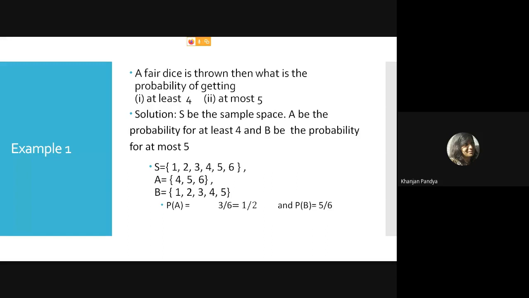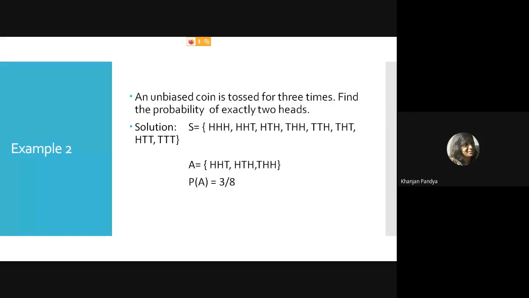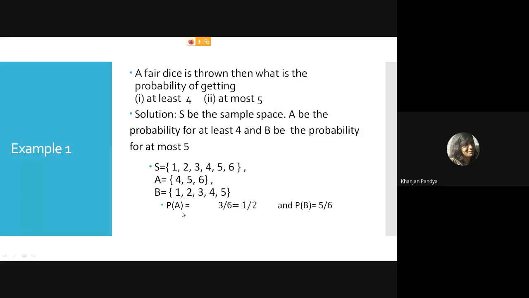So 1, 2, 3, 4, 5 is the event B. Now probability of A, we are counting the probability. Probability of A is 3. Number of A is 3 and the total number of events in S is 6. So 3 by 6 is half. And probability of B is 1, 2, 3, 4, 5, that is 5, and the total is 6. So probability of B is 5 by 6. So this is the probability of at least 4.